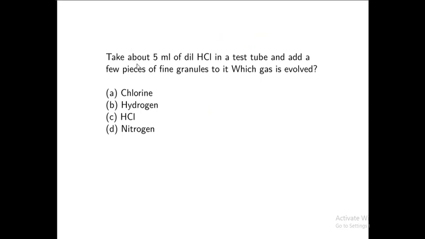So next question. Take about 5 ml of dilute HCl in a test tube and add a few pieces of fine granules to it. Which gas is evolved? So when you take dilute HCl in a test tube and add certain fine granules, what is the gas evolved? That means which gas is going to come outside when the reaction takes place.